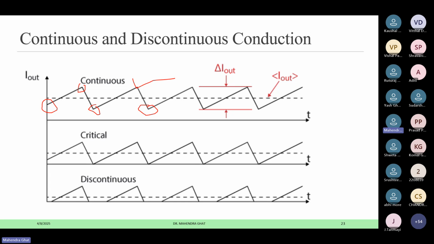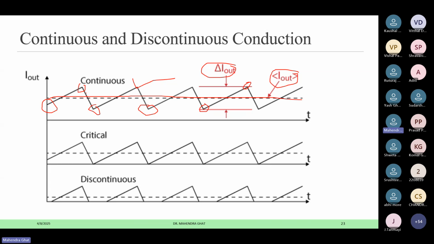Again, this is the delta I out. Delta I out is the difference between the maximum value, I max, and the minimum value. This is the delta I out, and this is the average I out. Even though the current looks like this, the actual value you get at the output is this average value, which we call I out.